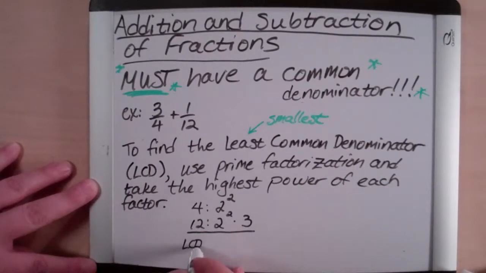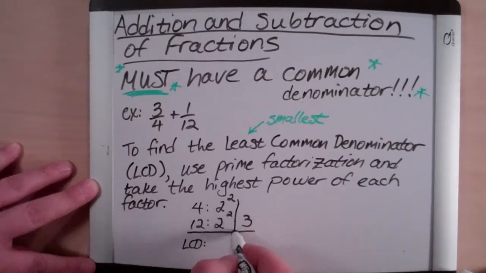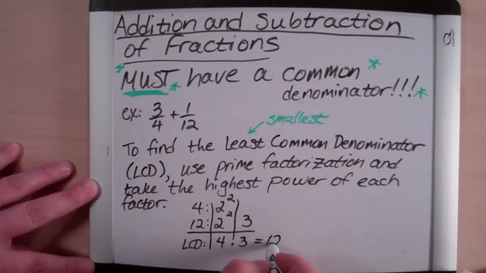In this case, as I mentioned, it's fairly simple, but I've made a structure here, so I have columns basically that I can use, and I'm going to take 2 squared, which is 4, and multiply it by 3. That's going to give me a least common denominator of 12.